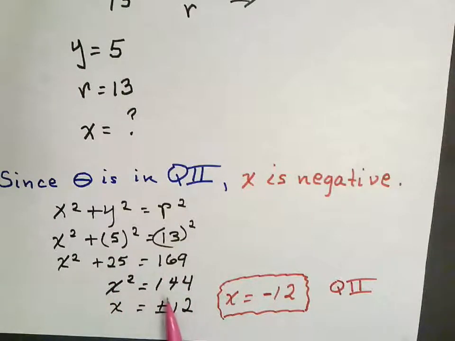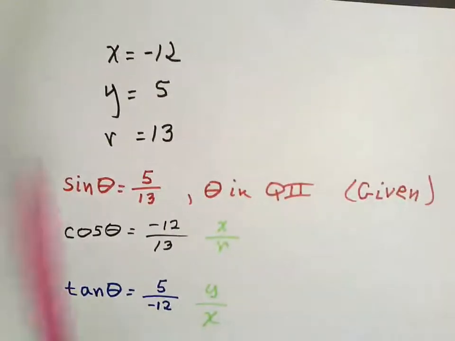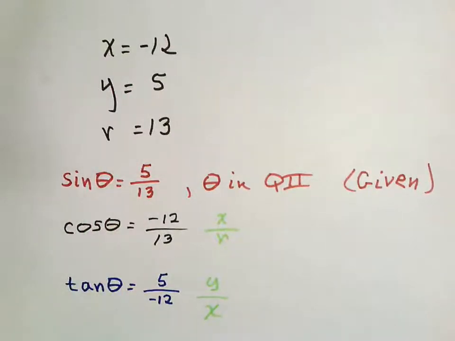169 minus 25 is 144. When we take the square root of something that is square, we get plus or minus, but x is negative because we are in quadrant 2. So now that we have the value of x, which is negative 12, the value of y, which is 5, and the value of r, which is 13, then the sine of theta is given to be 5 over 13, and theta is in quadrant 2. Then the cosine of theta will be x over r, which is negative 12 over 13, and the tan of theta is y over x, which will be 5 over negative 12.